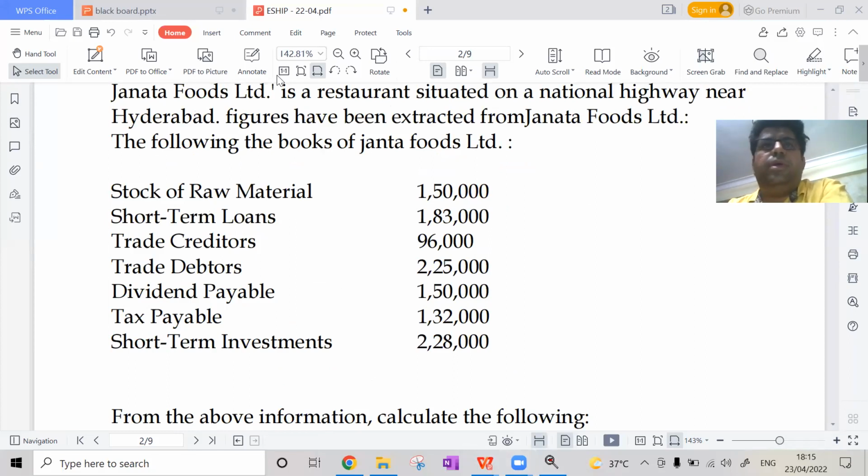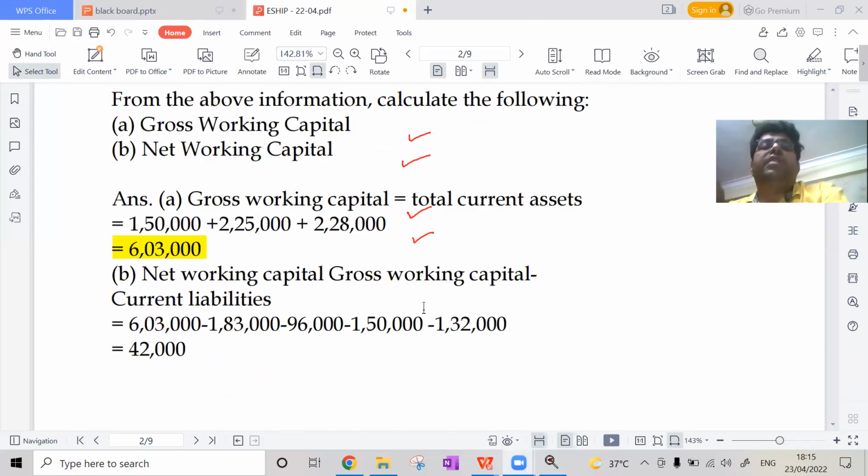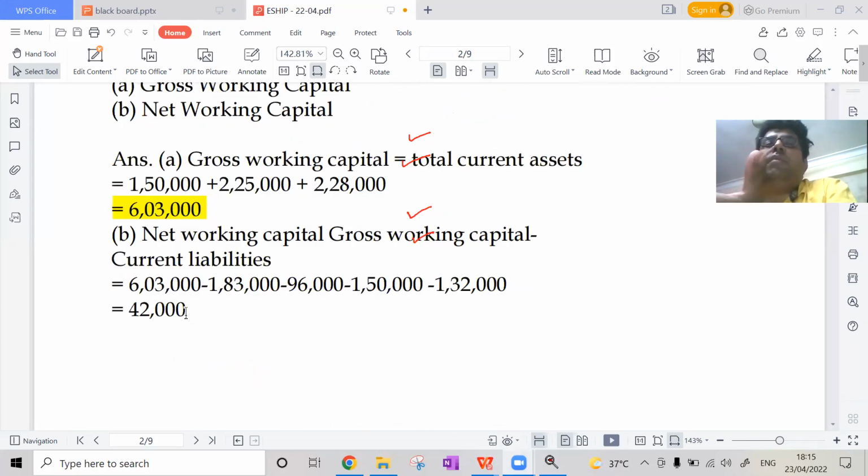Okay, Peter. Now see, current assets and current liabilities were how much? Current liabilities here: 1 lakh is your short-term loans, 96,000 is also my current liability, and dividend payable was my current liability as well as tax payable. So we will deduct all these figures from there, and we will get the answer that net working capital is 42,000.